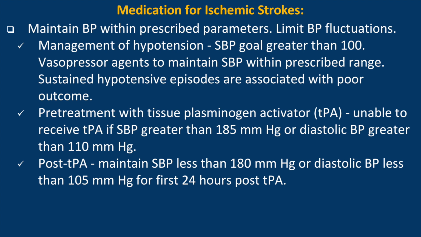If the patient is having systolic BP greater than 185 mmHg or diastolic BP greater than 110 mmHg, they are not able to receive TPA, that is tissue plasminogen activator. Post-TPA, maintain systolic BP less than 180 mmHg or diastolic BP less than 105 mmHg for the first 24 hours post TPA, that is tissue plasminogen activator.